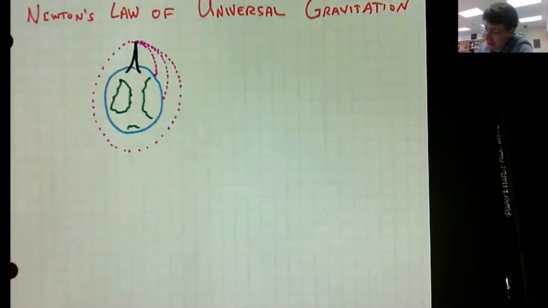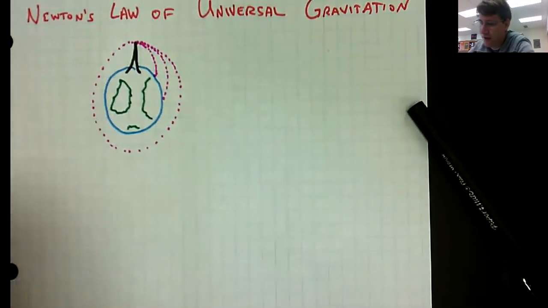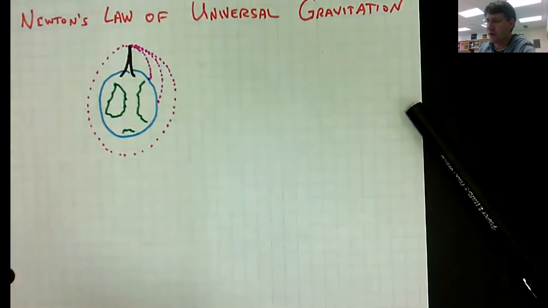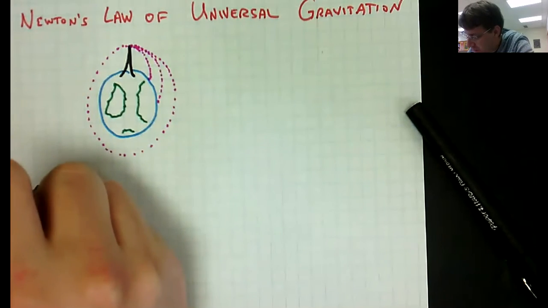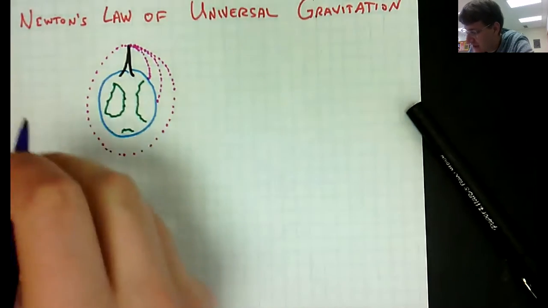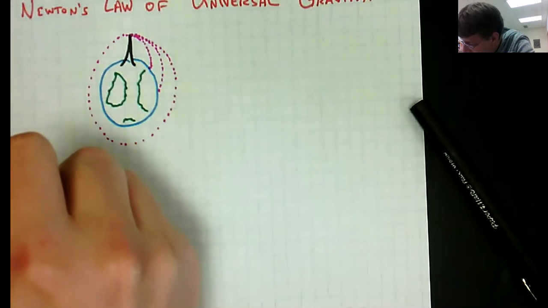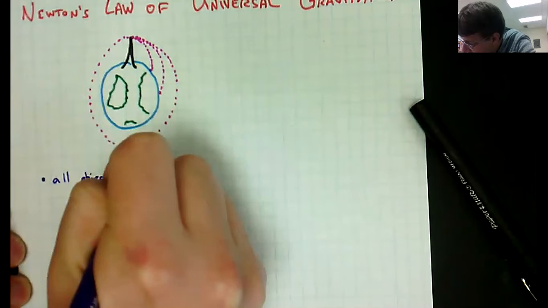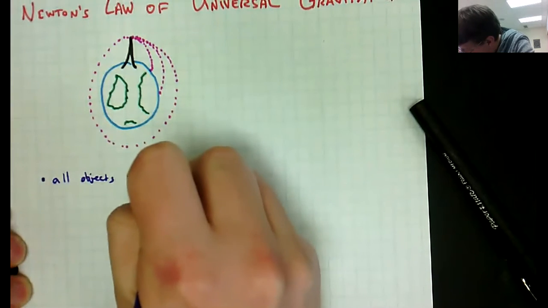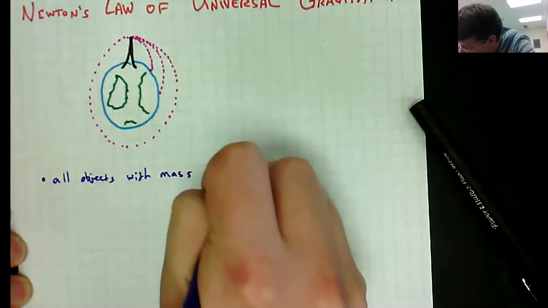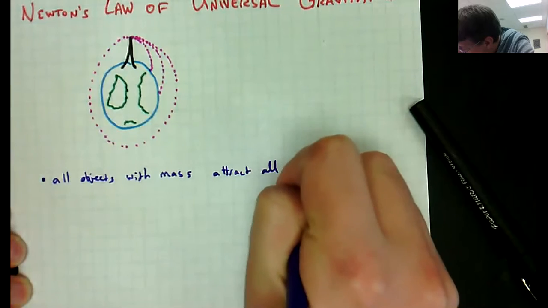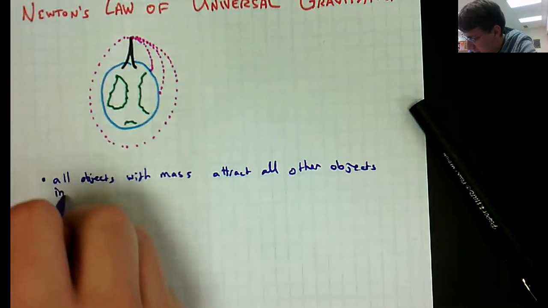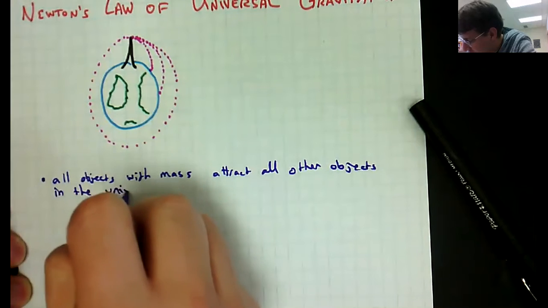So from this idea, he came up with the law, and the law has three parts that can be summarized in one equation. I'm going to give you the three parts of Newton's law of universal gravitation first. The first part is that all objects with mass attract all other objects in the universe with a force called gravity.